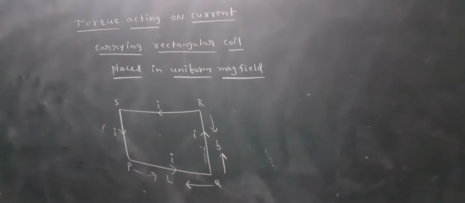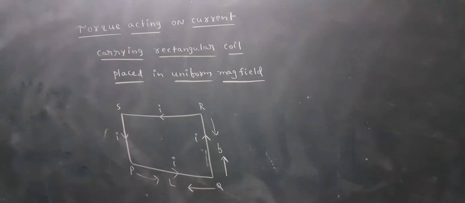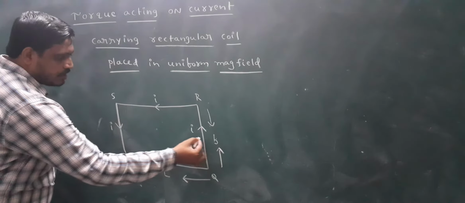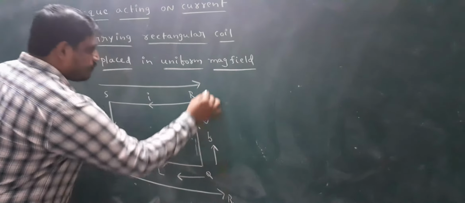Look here now. A rectangular coil having length L and breadth B carries a current I as shown in the figure. In this situation, this is the magnetic field. This magnetic field is parallel to the plane of the coil.